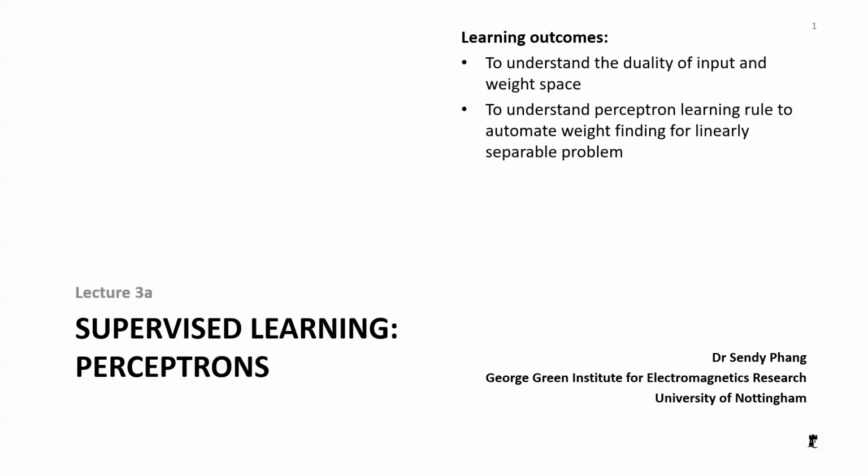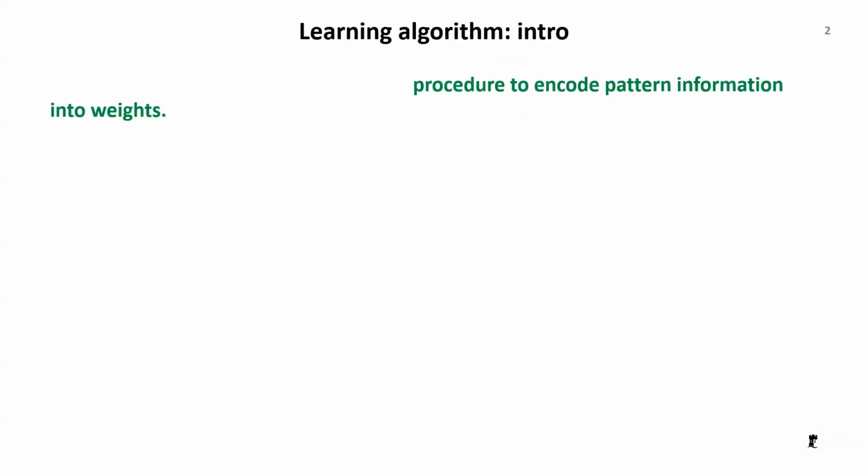Okay, so what we want to start now is developing an algorithm for the perceptron. We first need to understand what is input space, what is weight space, and then we will look at the perceptron learning rule, the algorithm that helps us compute the weights for the perceptron. Just some introduction about learning algorithms.